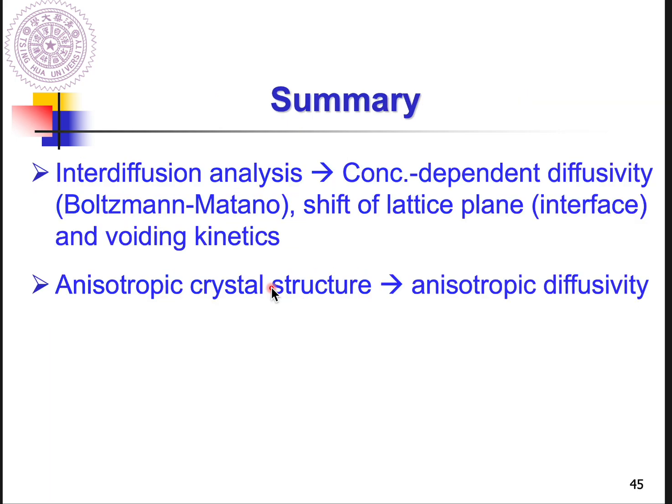Okay, so let me give you a summary. For interdiffusion analysis, you need to know the difference between when the diffusivity is constant and when the diffusivity changes with concentration. And in order to solve the concentration-dependent diffusivity, we need to know the Boltzmann-Matano analysis to get the interdiffusivity at different concentrations. You got the equation, right?